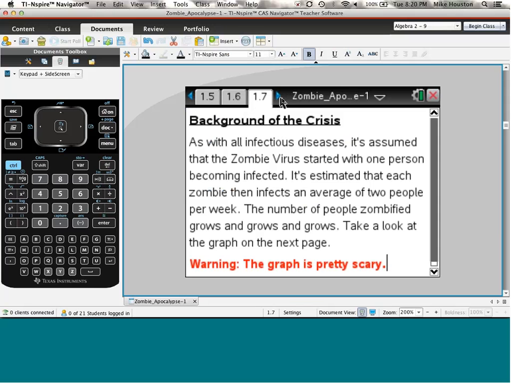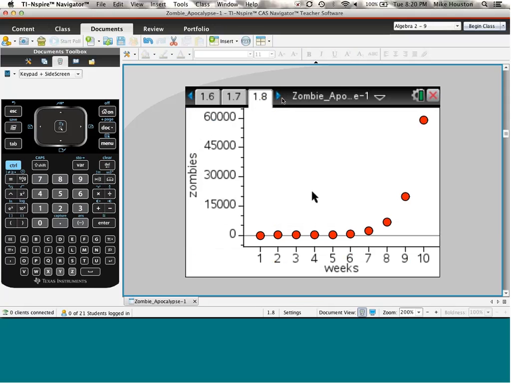So I think we have a couple of slides. Yeah. So this is the graph. So we got this crisis now, and this graph is incredibly cool.